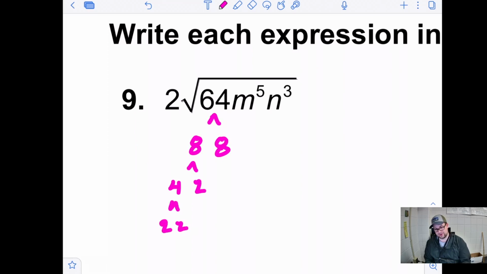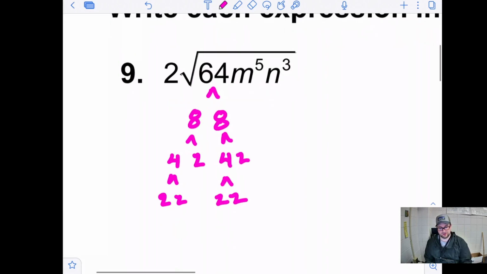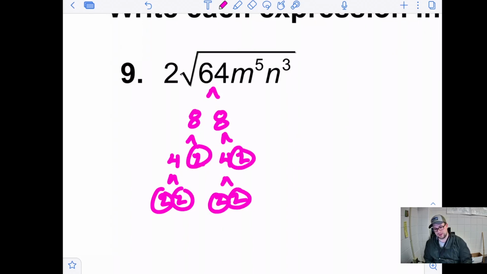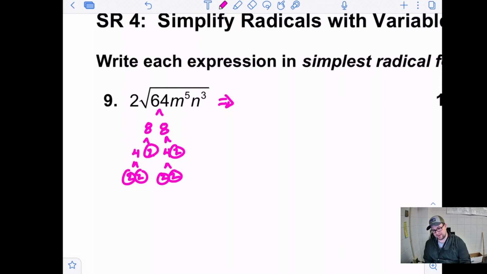And 2 and 2. And then this will be 4 and 2 and 2 and 2. So I do have 6 2's here that will form the prime factorization of 64. So when I come over here and rewrite this, again, let's leave some space.